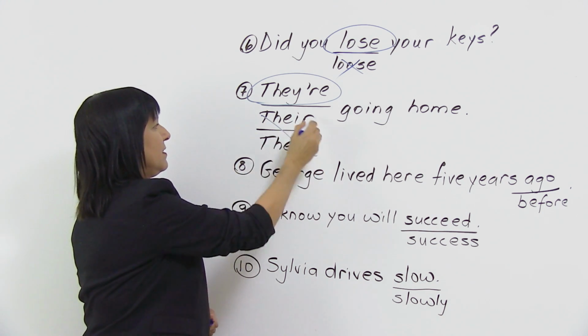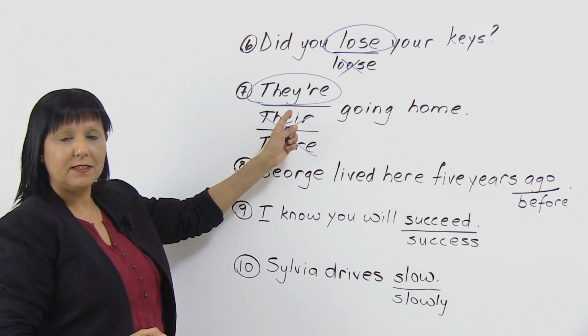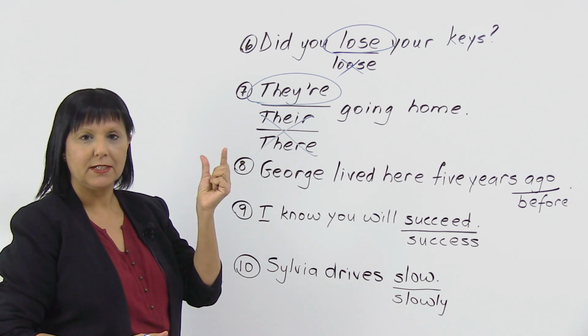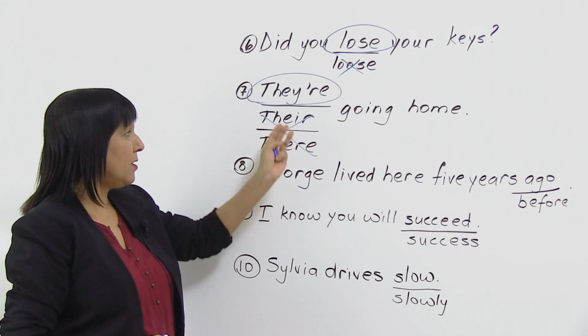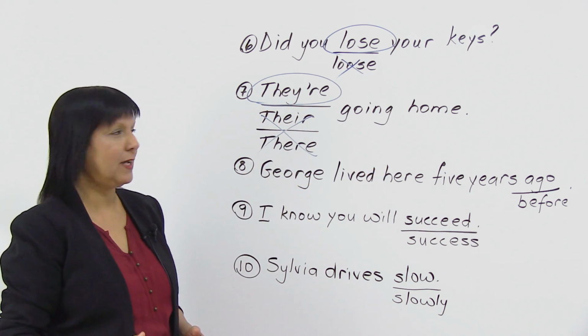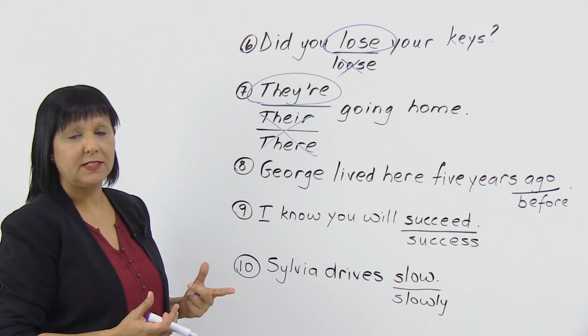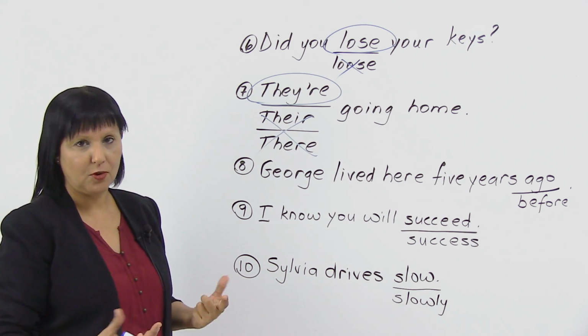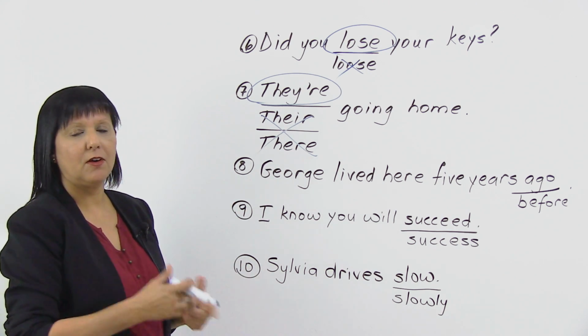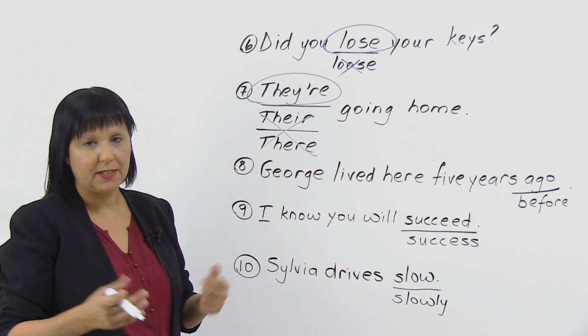Okay, these are not correct because this is a contraction, which is 2 words which are shortened into one, which stands for they are going home. Okay, this one, their, T-H-E-I-R, is a possessive form. This is their house. And there is the opposite of like here, there, that kind of thing.